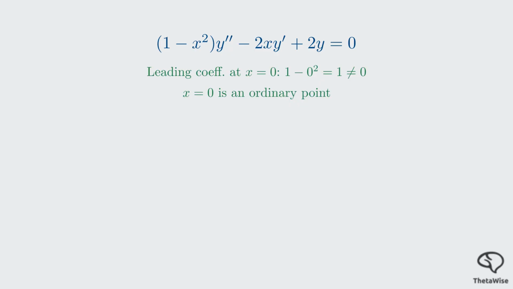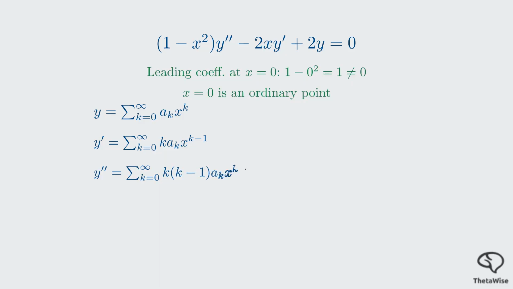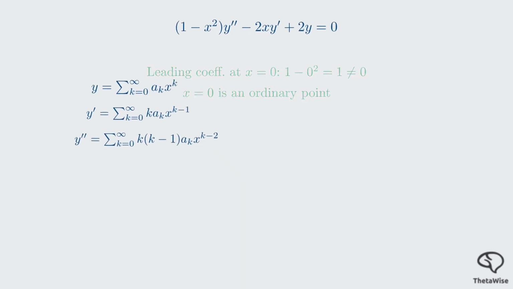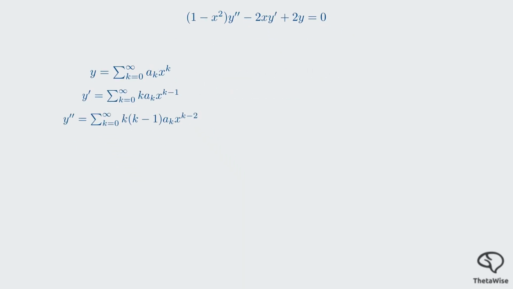y equals the sum from k equals 0 to infinity of a sub k x to the k. Differentiate term by term. The first derivative is the sum from k equals 0 to infinity of k a sub k x to the k minus 1. The second derivative is the sum from k equals 0 to infinity of a sub k times k times k minus 1 times x to the k minus 2. Substitute these three expressions into the differential equation.